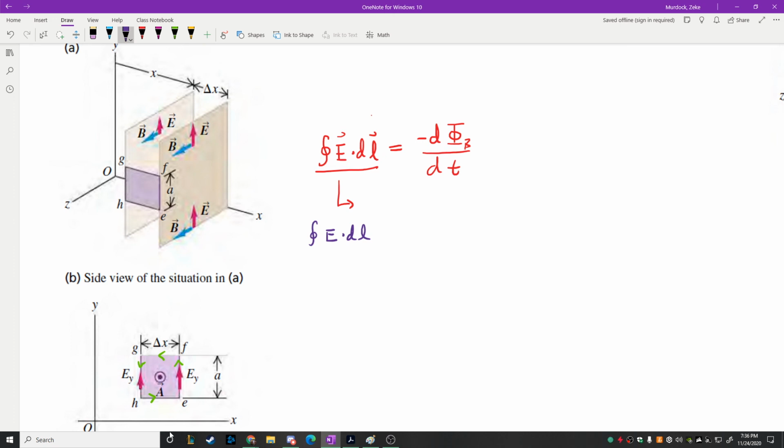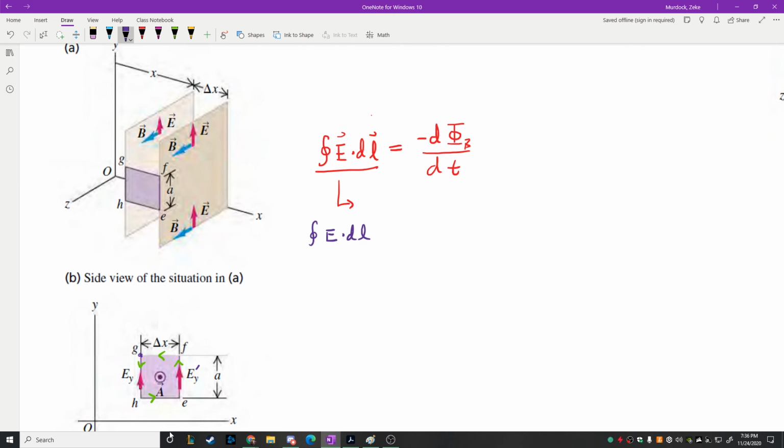On the left-hand side right here, we have EY. These EYs are different from each other, so I'd like to call this one EY prime. Not a derivative, it's just EY at a different location, okay? On my picture, we're going to start from point G and go to H, and then E, and then F, and then back to G again.